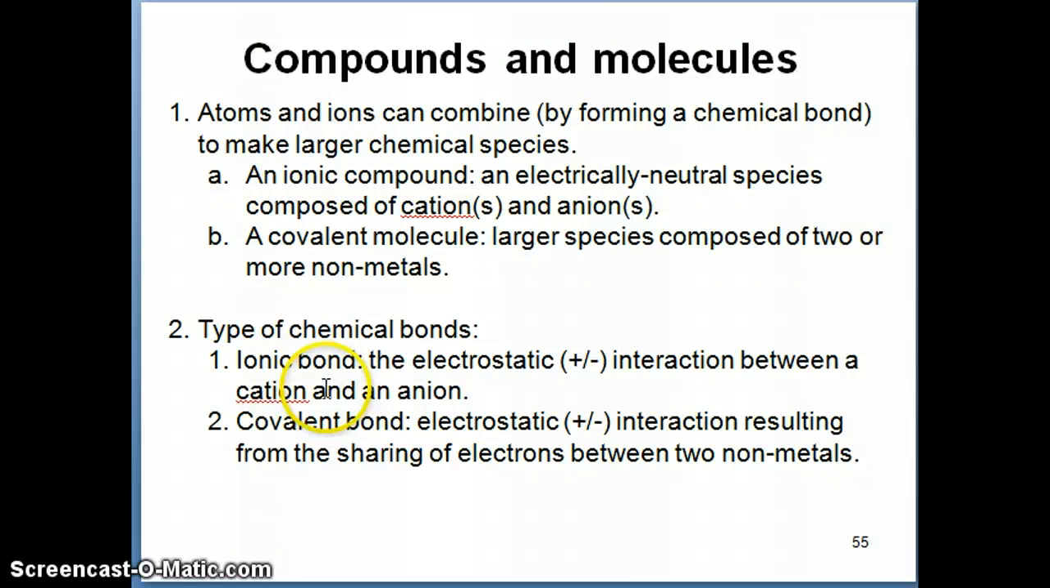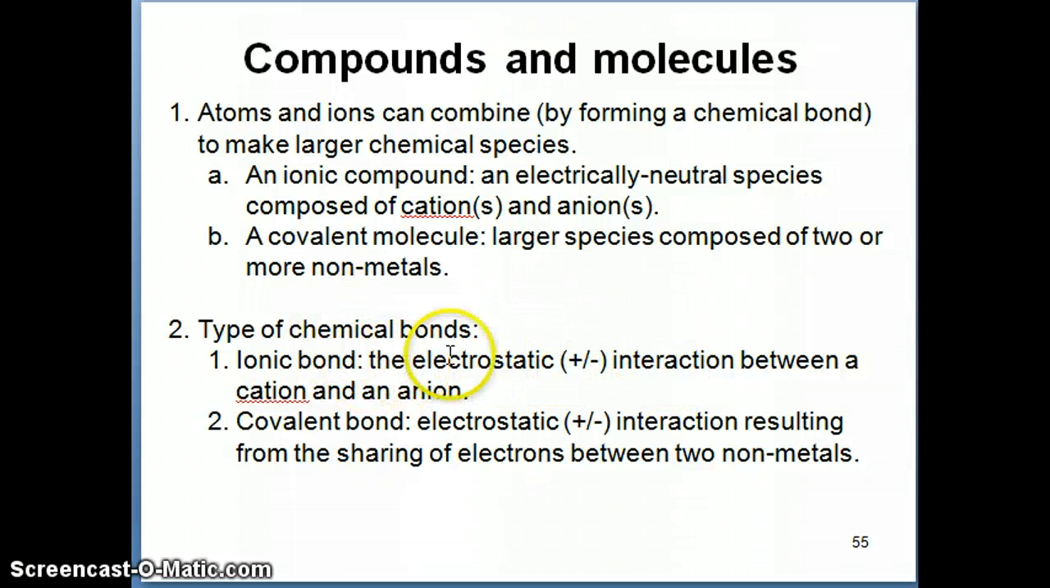There are two types that we're going to mention here briefly. An ionic bond is basically a bond, and when I say the word bond, what I mean is the electrostatic interaction. Now, what is electrostatic interaction? This is a term we used early on when we talked about the history of the nuclear model. The electrostatic interaction is just a positive-negative interaction: same charges repel, and opposite charges attract. That's all you need to know. That's what electrostatic interaction means.